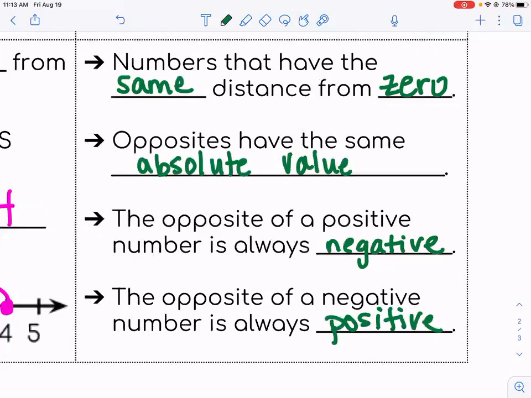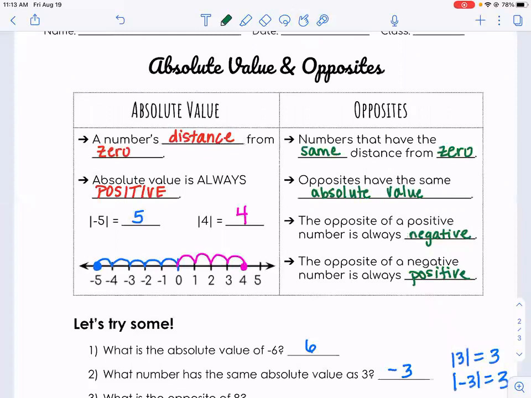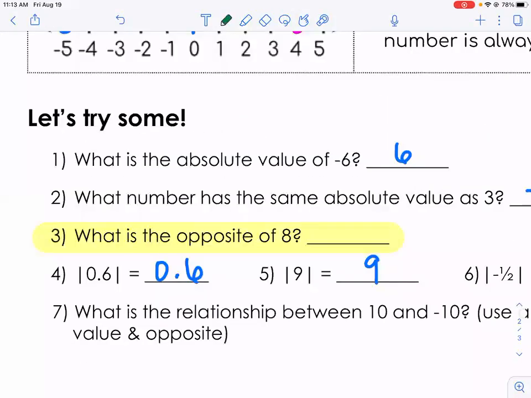All right, so let's come down to number 3. Everybody all together. What is the opposite of 8?